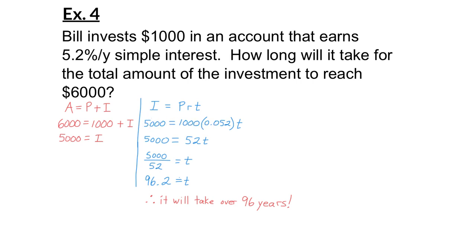$5,000 in interest came from the $1,000 at 0.052, the 5.2% for so many years. 1,000 times 0.052 is 52. To solve for T, divide by 52. I end up with 96.2 approximately. So what does this mean? Well, remember T is in years. It's going to take a little over 96 years for this investment to grow to $6,000. That's a long time. Better start saving now, Bill.